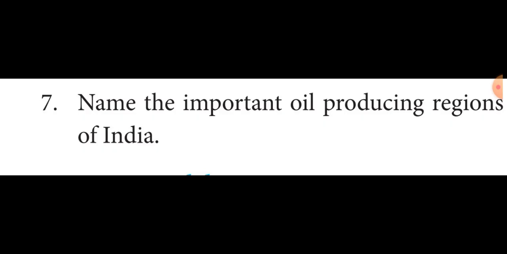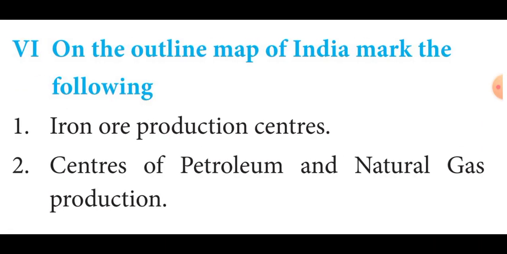Then the distinguish and give reason questions I will give after completing the portion. Then one map question is there. Second map, centers of petroleum and natural gas production. In your book, page number 176, the non-renewable resources of India are given. One map is given there, with natural gas and petroleum producing areas. Students, you have to mark this map also.